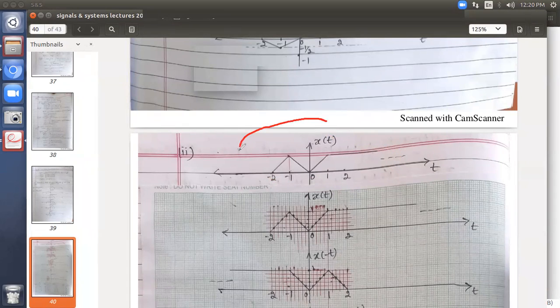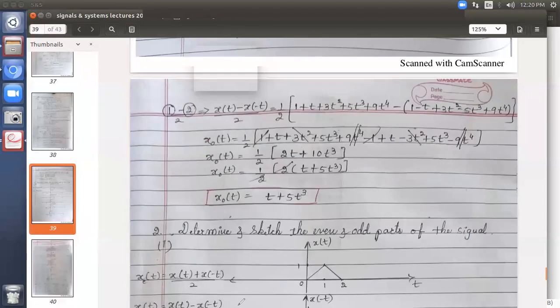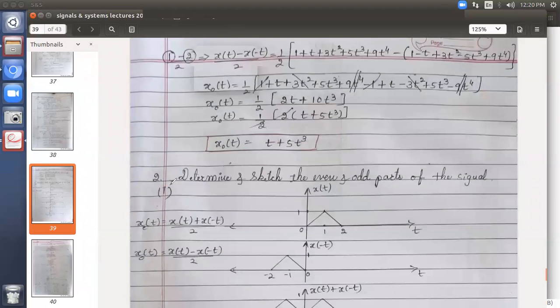This is the given x of t. This is your second problem in even and odd component sketching. The first problem, a simple problem, we have seen here. It was a simple triangle between 0 to 2. This was the signal given. You need to determine and sketch the even and odd parts. So the first problem we have seen.